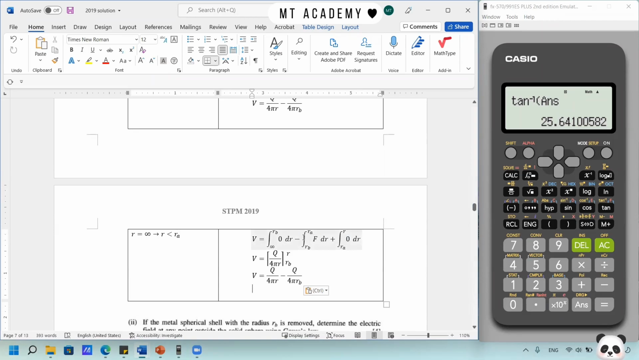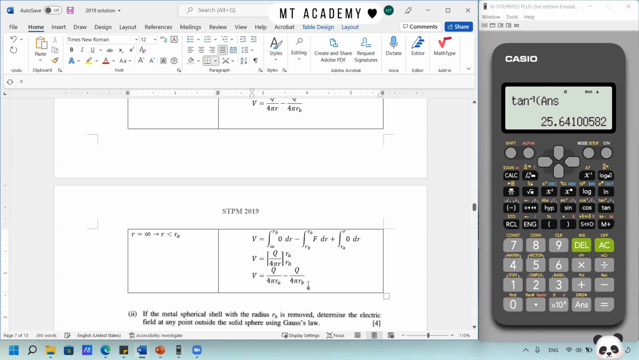So this should be E, sorry. So this one will be equal to RA, RB. It is almost the same solution, except now you have Q over 4 pi RA minus Q over 4 pi RB. Here you can see that RA and RB are constants, not variables. They have constant values. So the electric potential is the same inside the metal sphere.